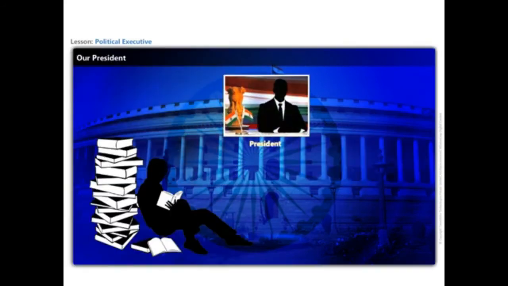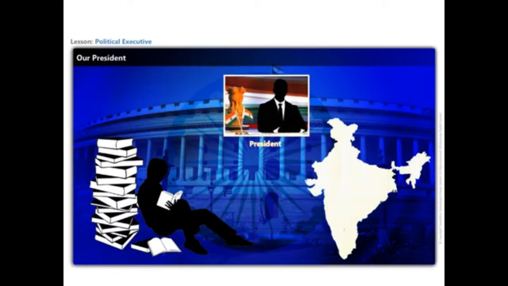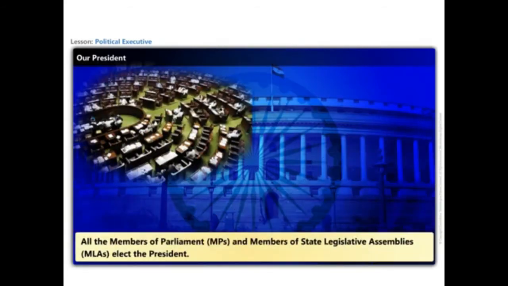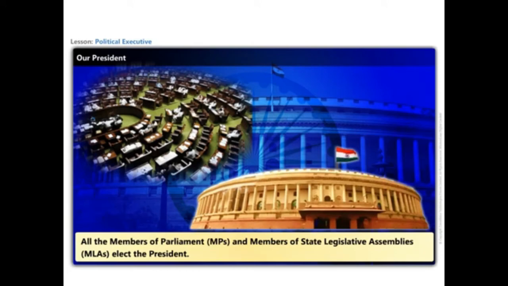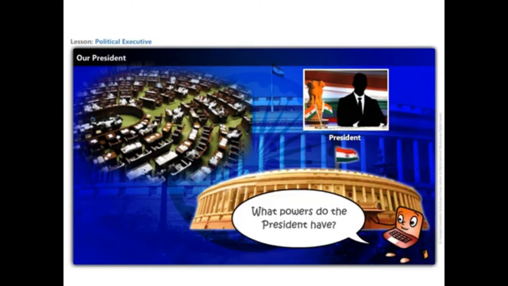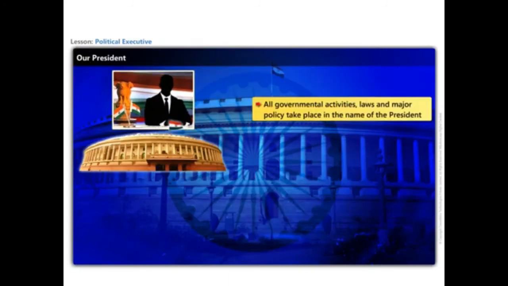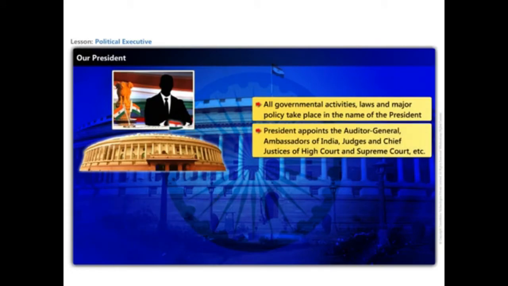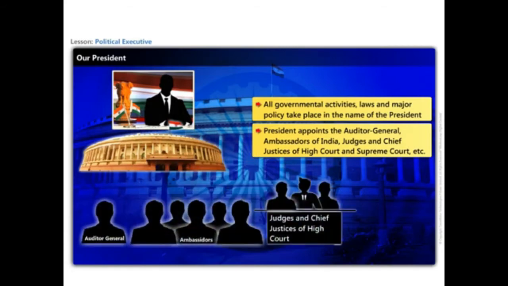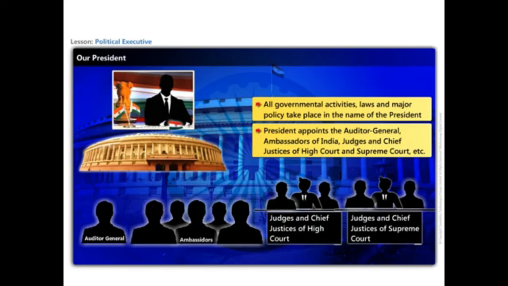We read that the President is the head of the state. How is the President elected? All the members of Parliament, MPs, and members of legislative assemblies, MLAs, elect the President. What powers does the President have? All government activities, laws, and major policy take place in the name of the President. The President appoints the Auditor General, Ambassadors of India, judges and Chief Justices of High Courts and the Supreme Court, etc.